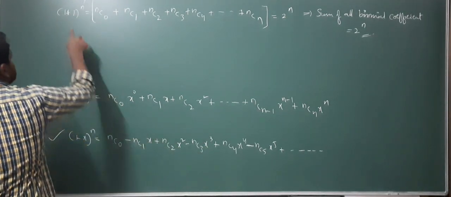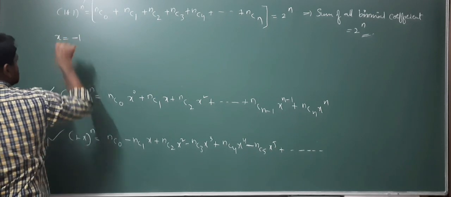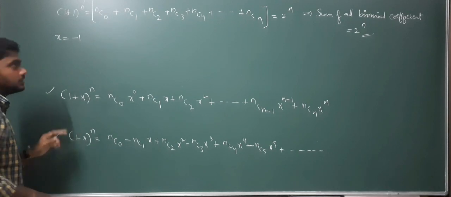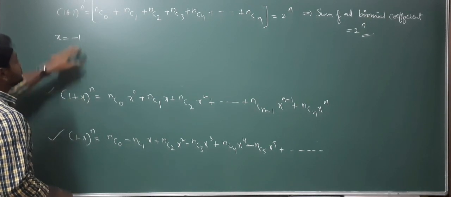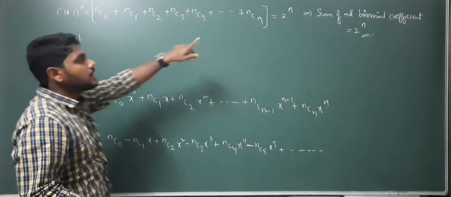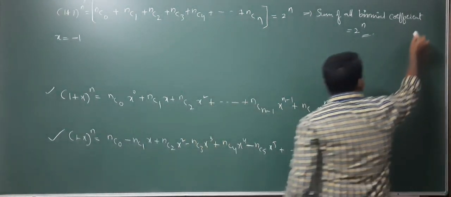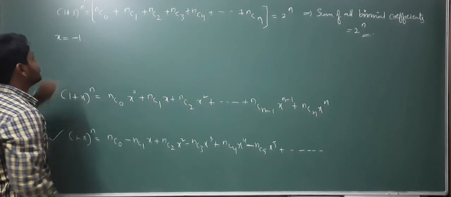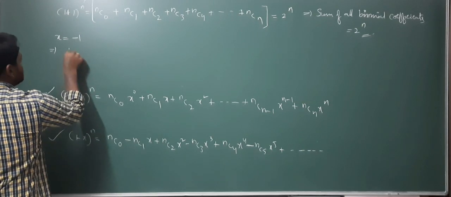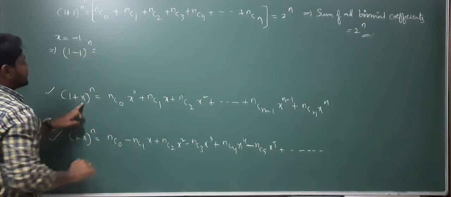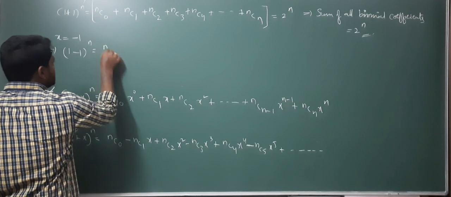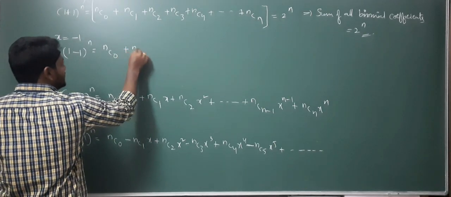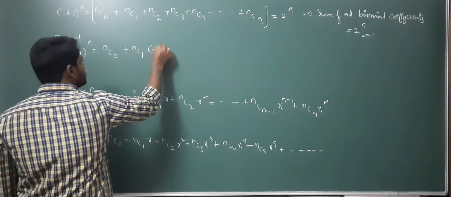Next, in the place of x, what you need to substitute is minus 1. In (1 plus x) whole power n, when we substituted x equal to 1, we got the formula for the sum of all binomial coefficients. Next, if you substitute minus 1 in the place of x, let us see what we get. (1 minus 1) whole power n, with x replaced by minus 1. Next, NC0 with anything power 0 being 1, plus NC1 with x replaced by minus 1.